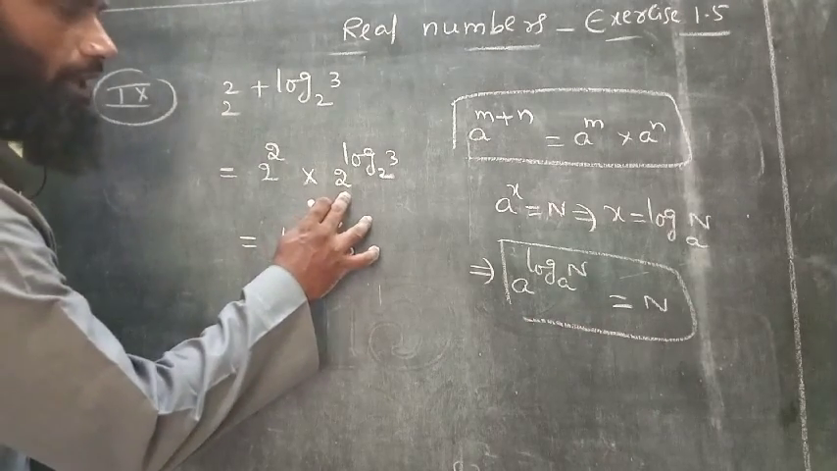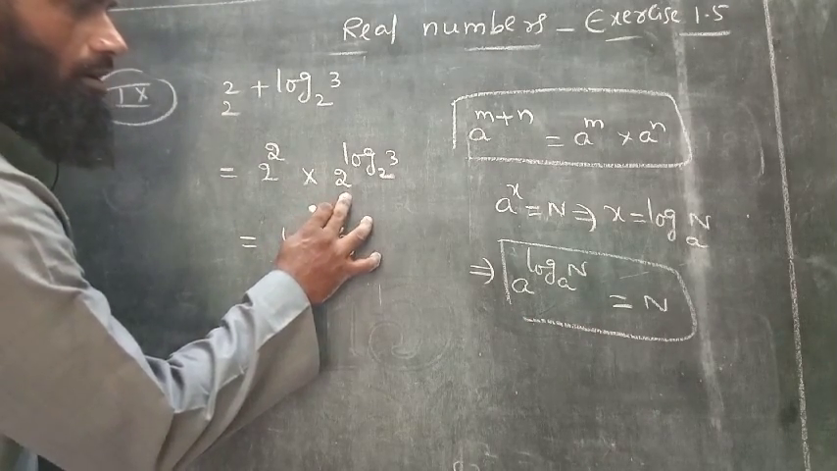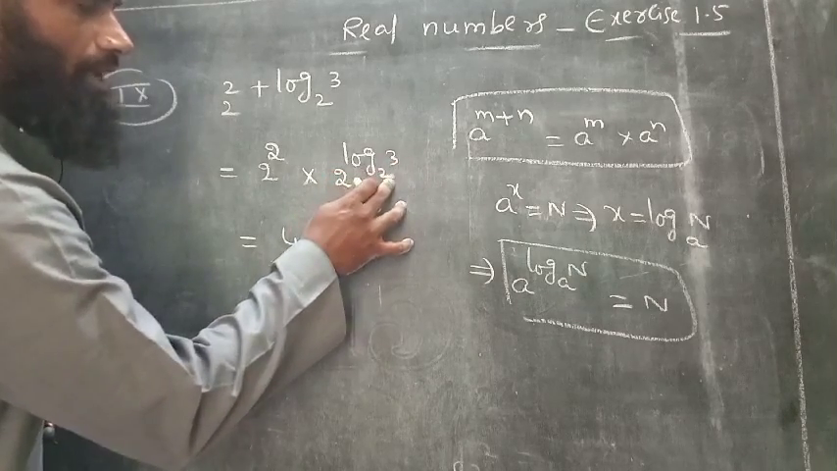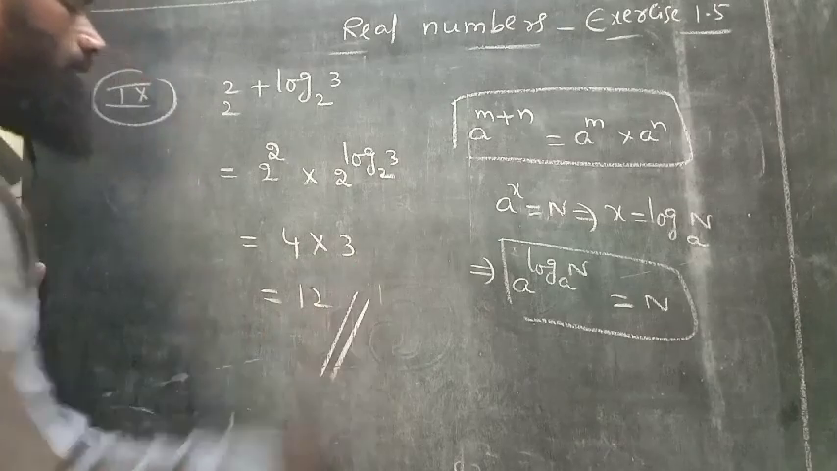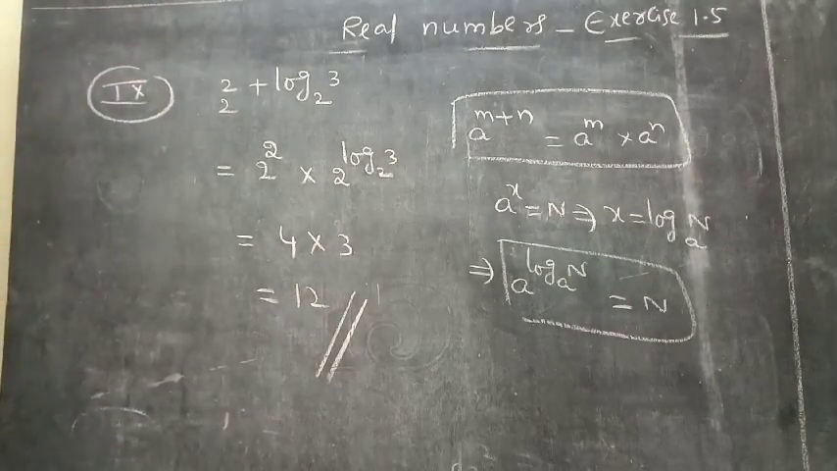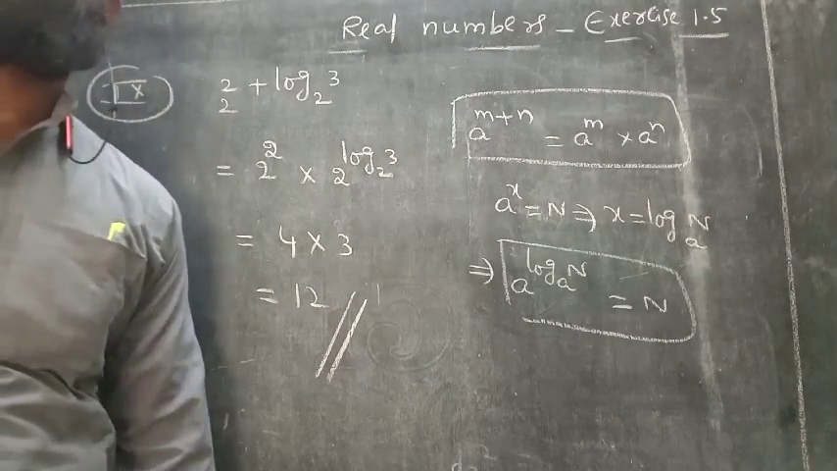Here also, see how this is. 2 power log 3 base 2. What is the answer? 3. Here, what is there comes out as 3. So 4 threes are 12. This is the answer. I hope all members understood. Thank you.